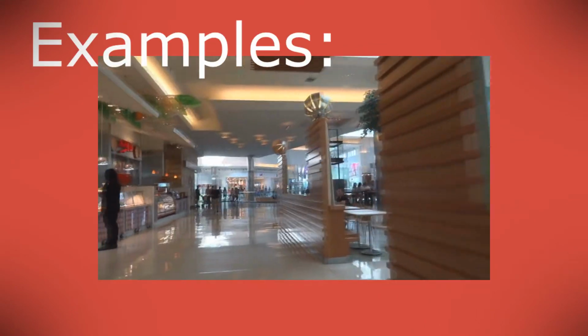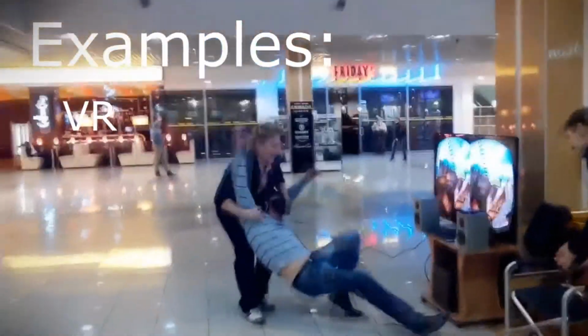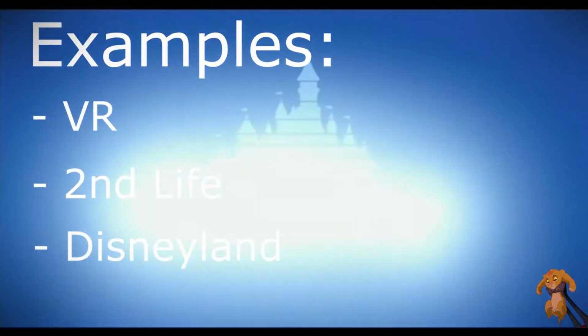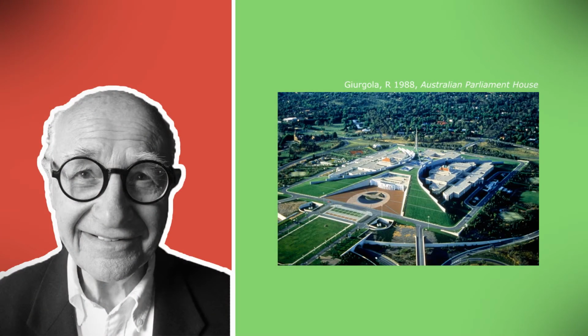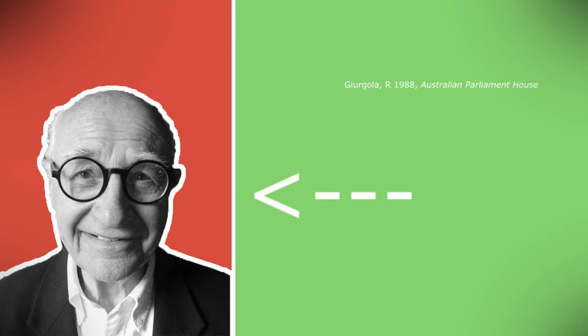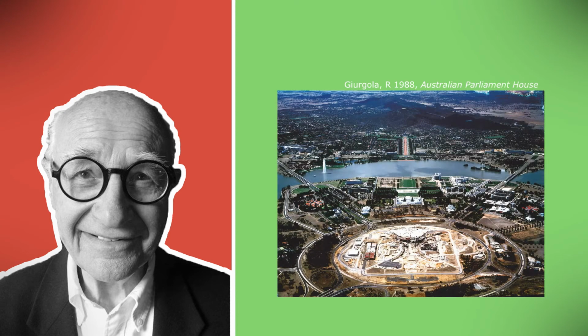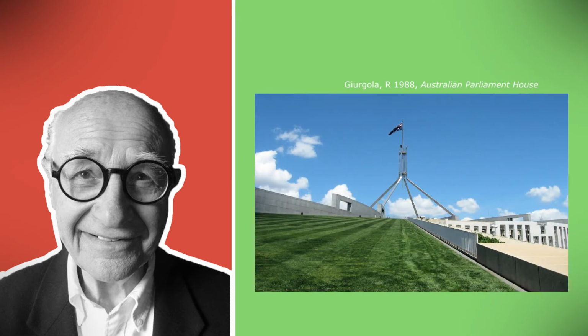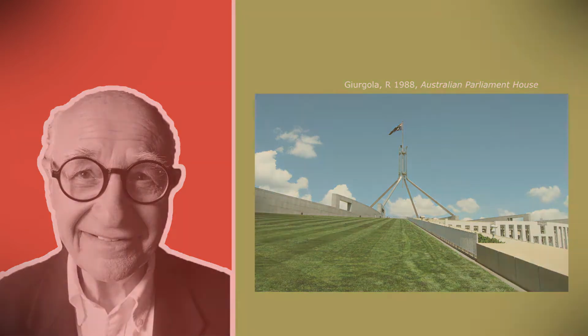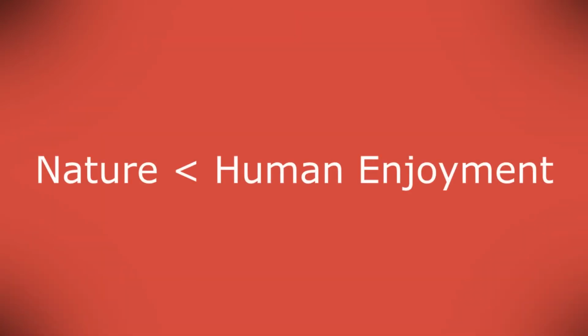Some pop culture examples of this are the recent popular interest in virtual reality, the online video game Second Life, and of course, Disneyland. The Australian Parliament House in Canberra is representative of a postmodern environment as it portrays an idealized model of nature. While the head architect, Romaldo Giurgola, described the building as generated by the natural state of the land composition, the construction process demolished the original hill and its vegetation, and replaced it with a perfectly symmetrical, gently sloping lawn that portrayed an idealized version of nature that prioritized human enjoyment.